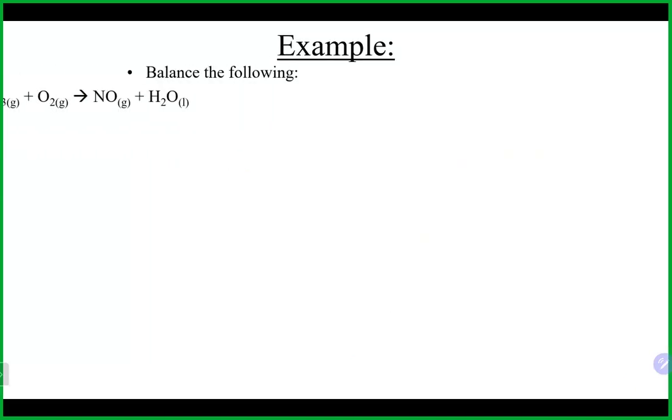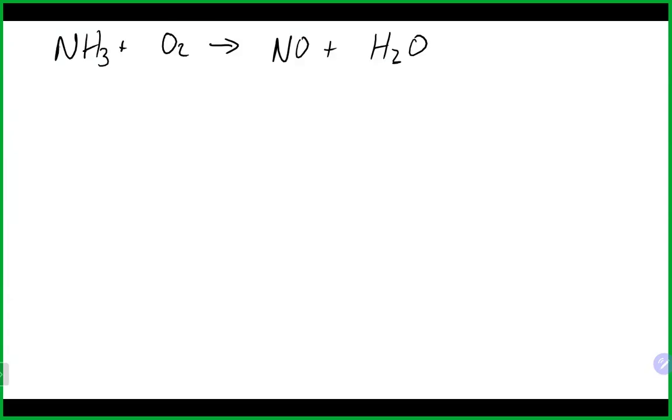All right, so why don't you do this one here, balance it up, see what you come up with. Okay, so let's take a look and see. So here we will make a table, perhaps. So reactants, products, we have nitrogen, hydrogen, and oxygen.